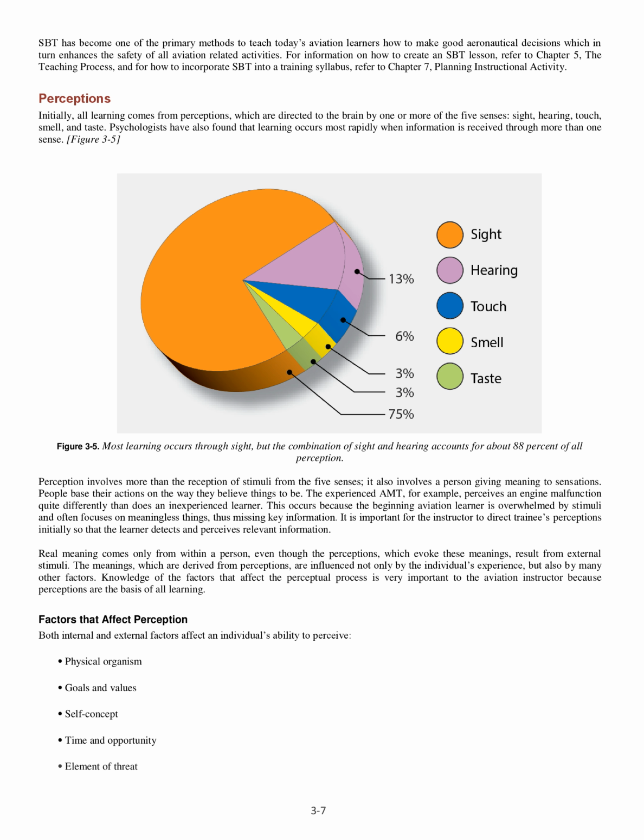The meanings, which are derived from perceptions, are influenced not only by the individual's experience, but also by many other factors. Knowledge of the factors that affect the perceptual process is very important to the aviation instructor because perceptions are the basis of all learning. Factors that affect perception, both internal and external, affect an individual's ability to perceive: physical organism, goals and values, self-concept, time and opportunity, and element of threat.